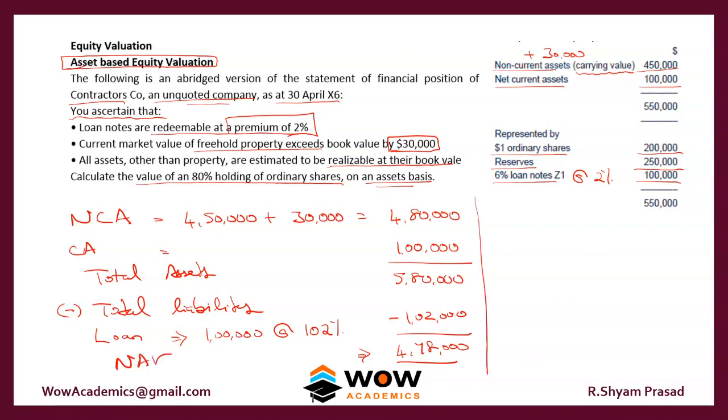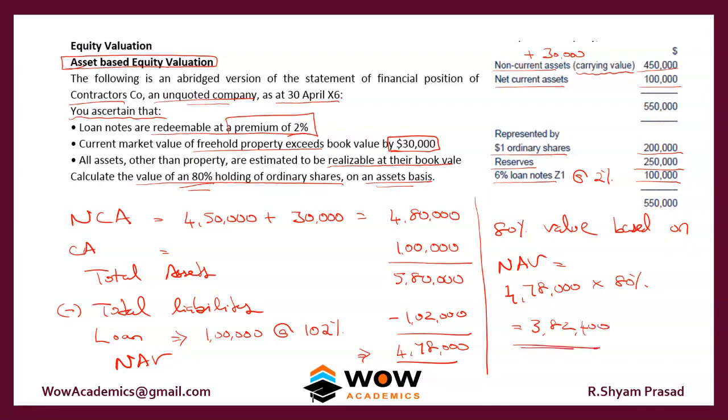The question asks you not the total NAV but an 80% holding. So the 80% value based on NAV is equal to 4,78,000 into 80%. So we get 3,82,400. That is the value, and this is represented in dollar terms.